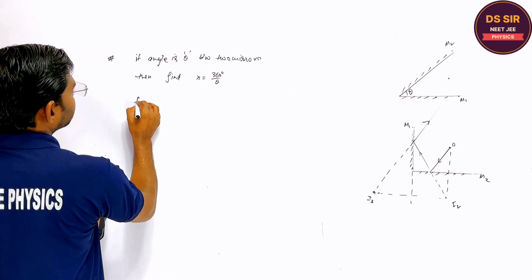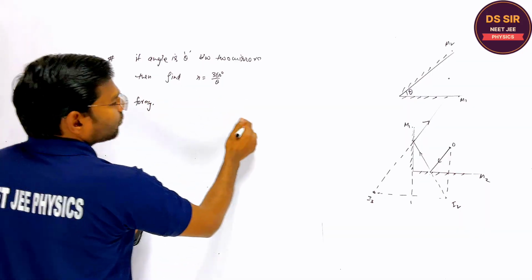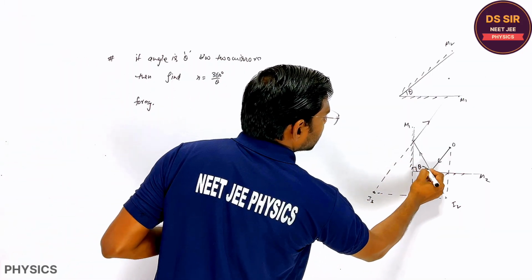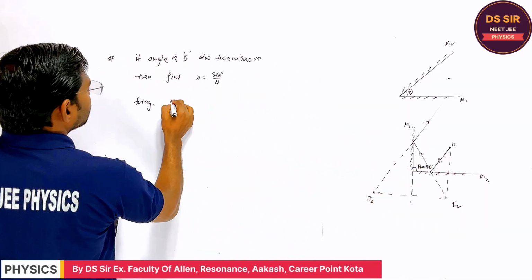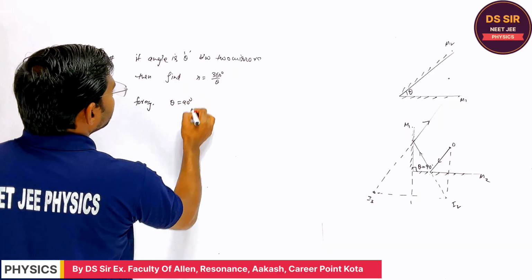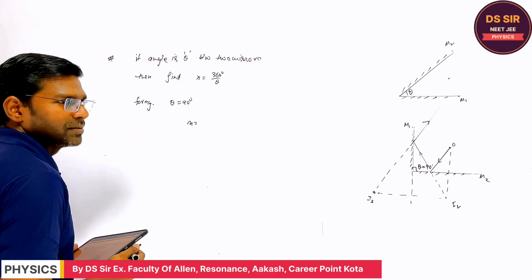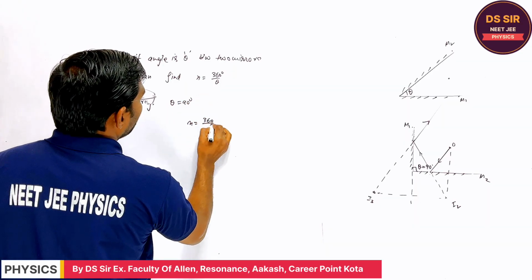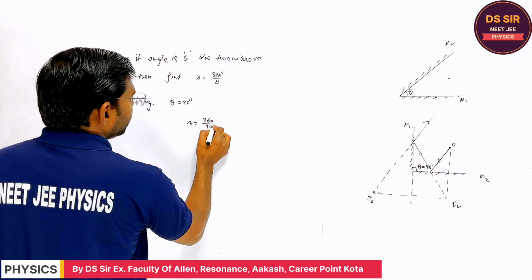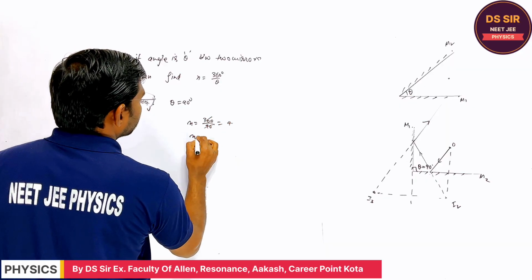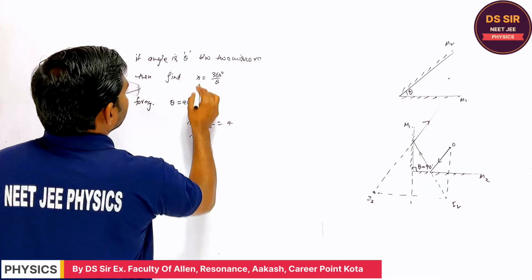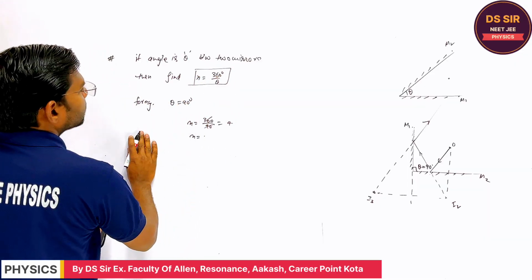For example, here, in this case, what was the theta? Say 90 degree. If theta is equal to 90 degree, then you have to find n first, right? 360 upon 90. How much is it? 4. Like this, find n.